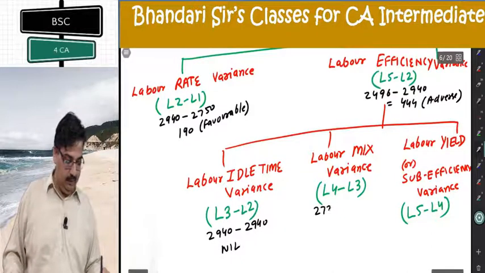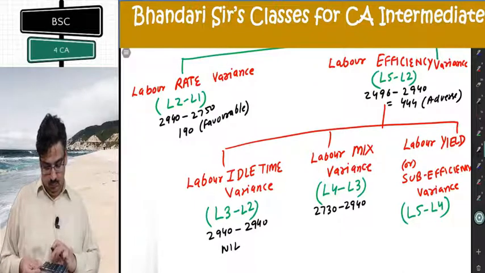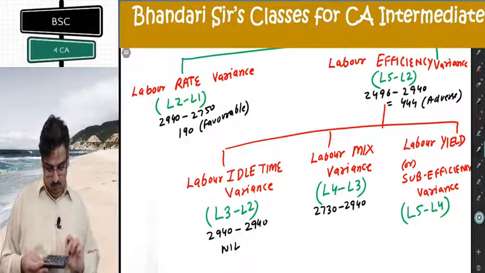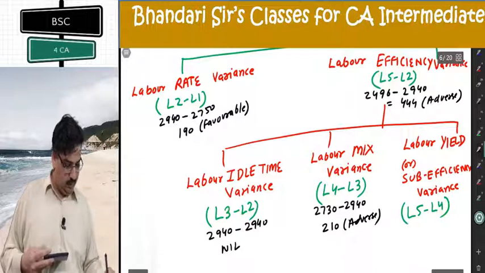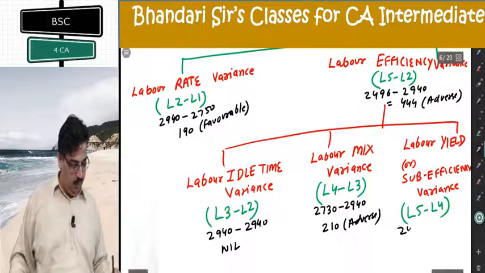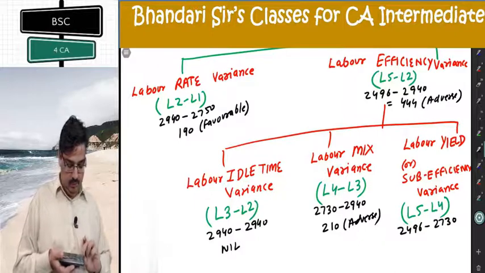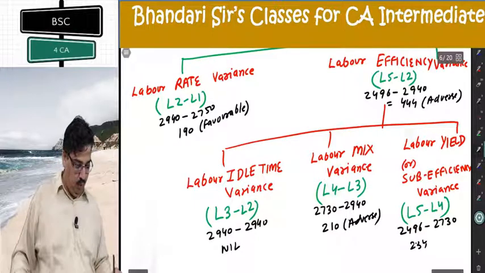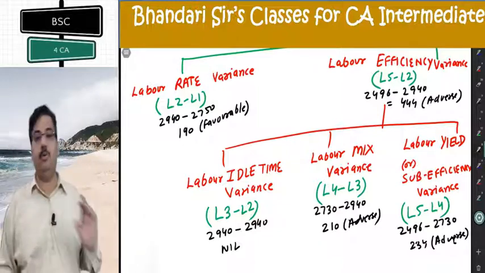L4 minus L3. Adverse. L5 2496 minus 2730. 2496 minus 2730. 234 adverse. This is the ultimate complete question D5.